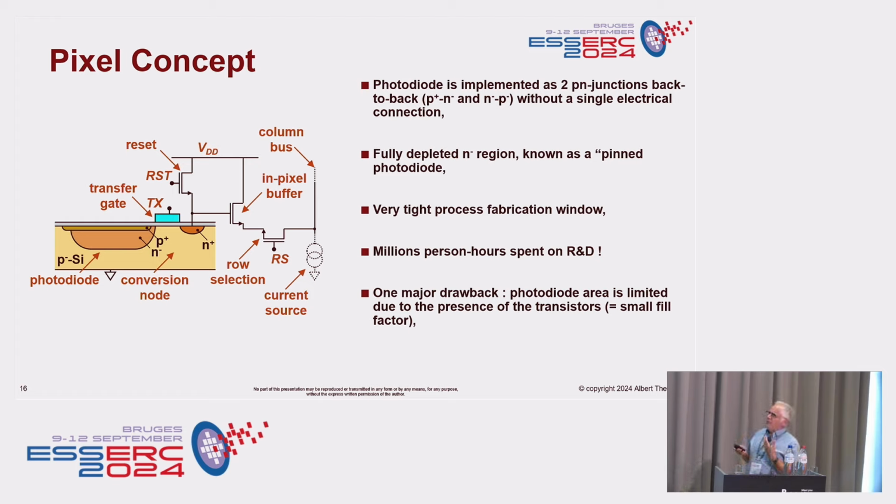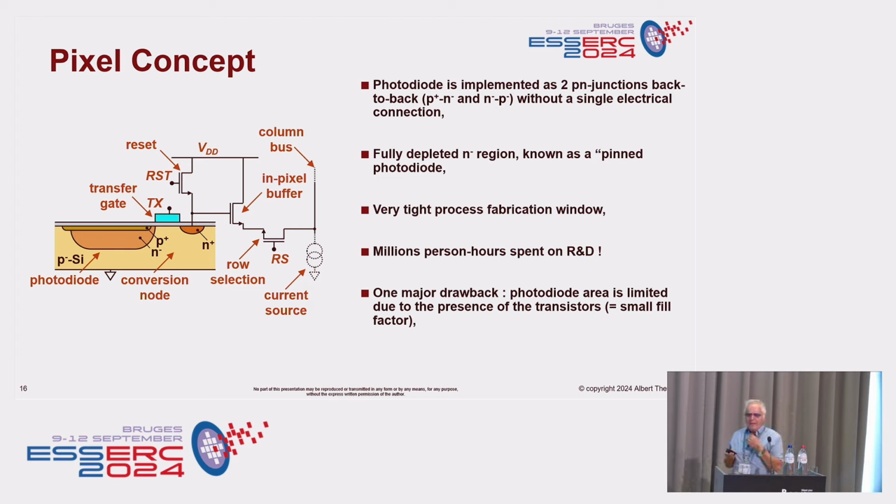And there's another condition, without going too much into detail. This N- region needs to be fully depleted, otherwise it does not work. You see that on the photodiode, there's not a single connection. There's not a connection to bias the photodiode or to reset the photodiode itself. You clean the photodiode by taking all the charges out of it. And to do so, you need a fully depleted N- region. And that is not so easy. That is absolutely not so easy. And that is one of the reasons why an incredible amount of person hours is spent on R&D to optimize this further.